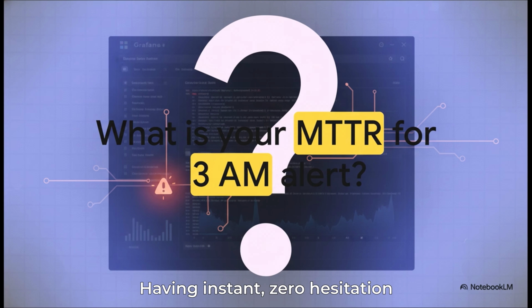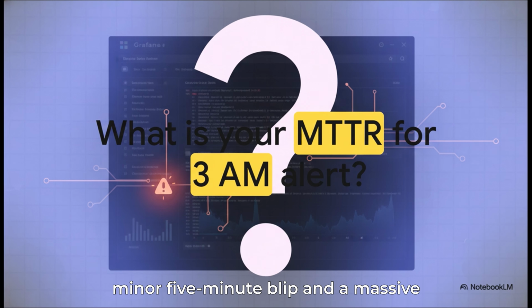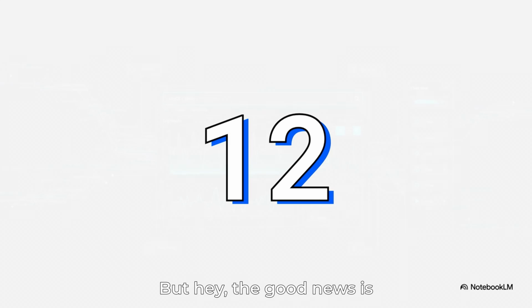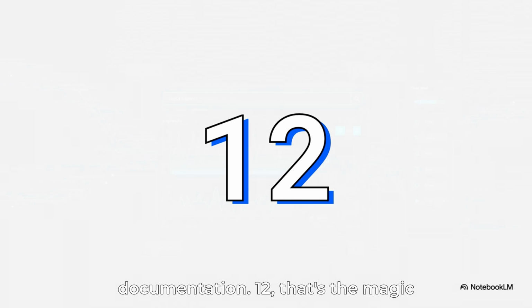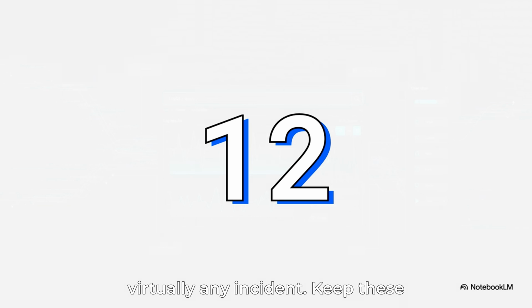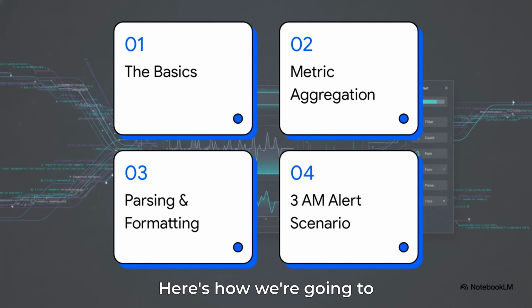Having instant, zero-hesitation query execution ready to go, that's the difference between a minor 5-minute blip and a massive customer-impacting outage. But the good news is you definitely don't need to memorize the entire Grafana Loki documentation. 12, that's the magic number. 12 precise, carefully constructed LogQL queries are truly all you need to navigate virtually any incident. Keep these in your back pocket, and you are effectively armed with a distributed grep that can aggregate and isolate log sources instantly.